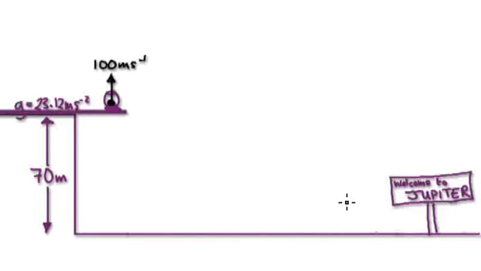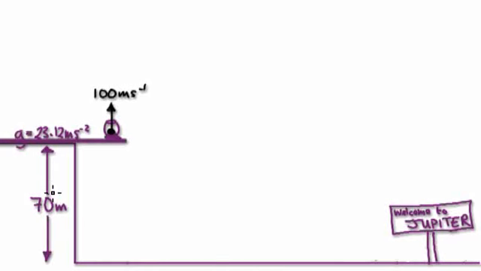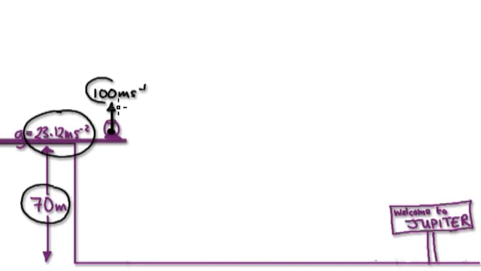Okay, let's give you guys some more practice. Imagine you're on top of a cliff, which is 70 meters high, which happens to be on Jupiter. Gravity on Jupiter is this. You're going to fire the cannonball vertically upwards at 100 meters per second.